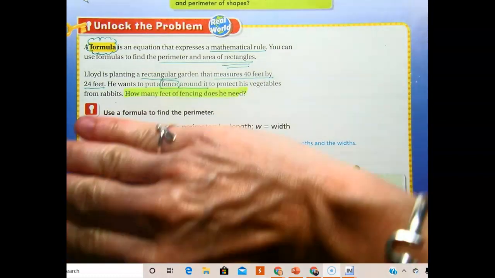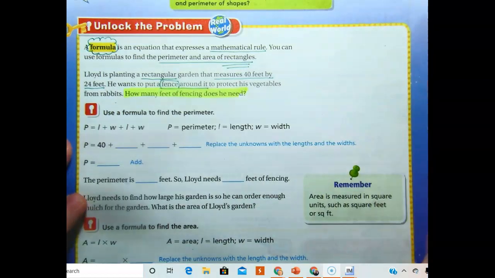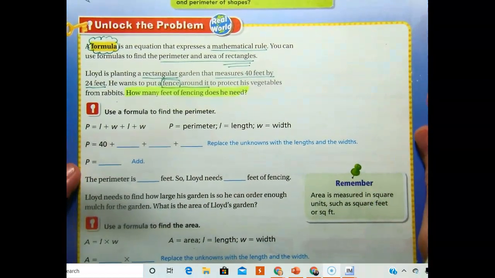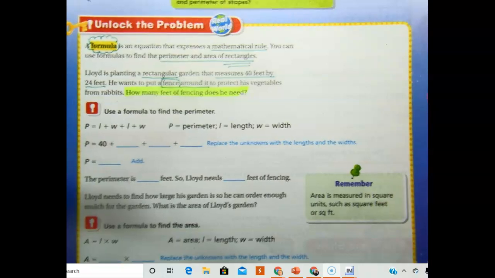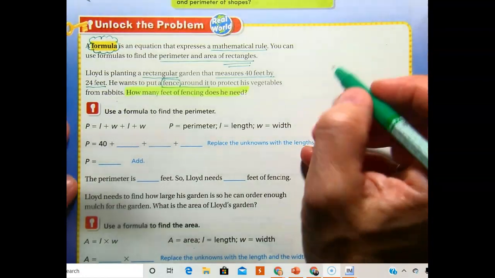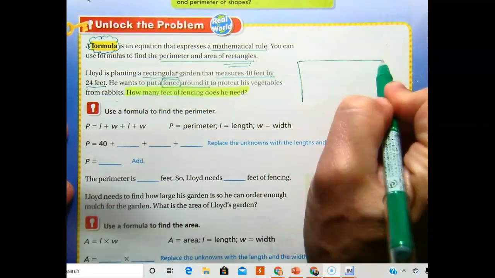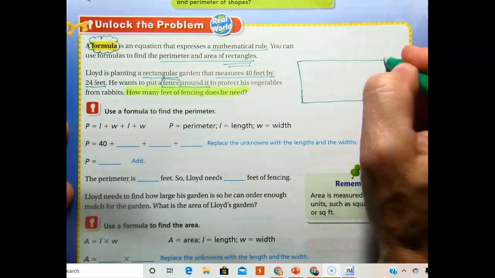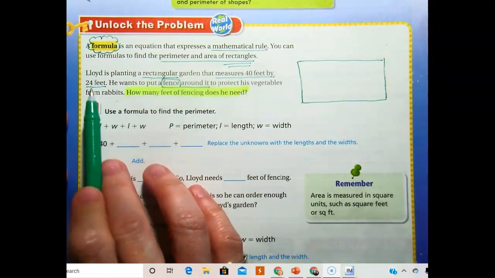Okay, so before we look at all of this, let's take a second in this white space right here to draw a picture. Guys, it's super important. I know all of your math teachers have said it all year long. Draw a picture. It's incredibly important to get a picture in your mind about what's going on in math. Okay, so it did say rectangular garden, so let's just draw a rectangle. All right, and it says it measures 40 feet by 24 feet.